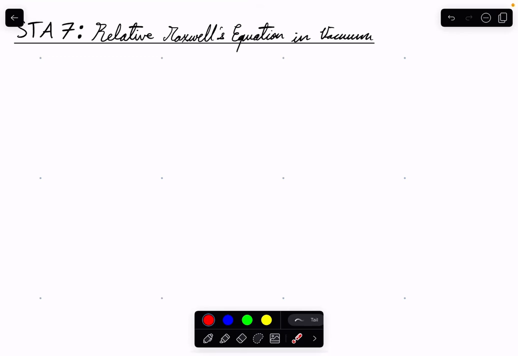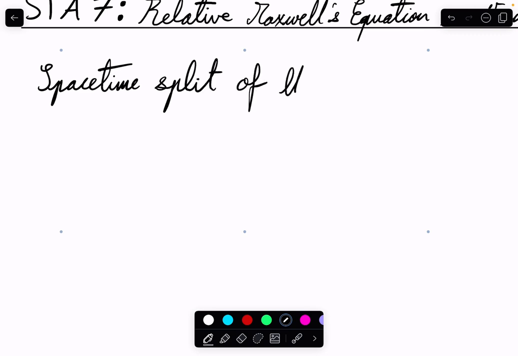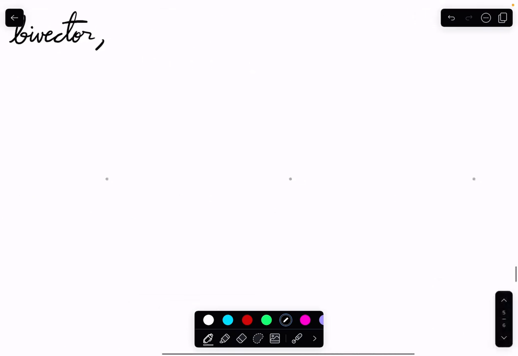In this video, I will be going over the relativistic Maxwell's equation in vacuum. What that means is that we need to consider the space-time split of F, the space-time split of the bivector. And that space-time split looks like this.